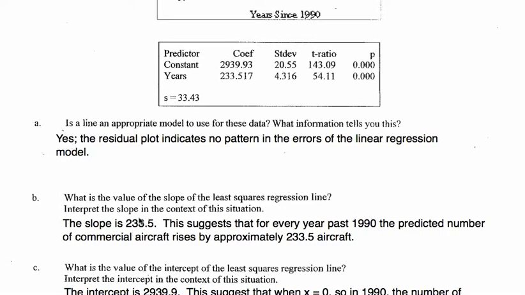That is the change in the response variable compared to a 1 unit change in the explanatory variable. So a 1 unit change in the explanatory variable would mean a 1 year increase. So for every year past 1990, that would be a 1 year increase. The predicted number of commercial aircraft rises, and again, I'm saying rises because this is a positive slope, by approximately 233.5 aircraft. It's important that you include in your slope interpretation the fact that you are looking at a prediction, you are looking at an estimated change in the response variable.